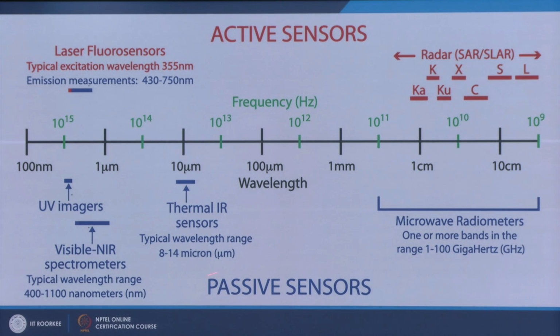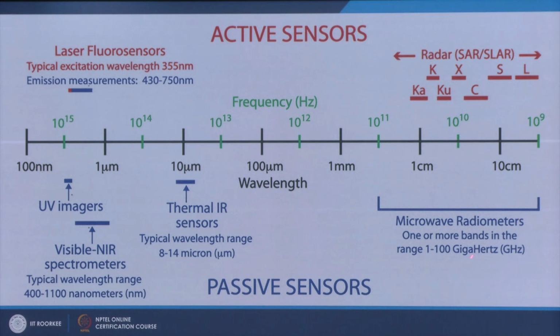Whereas in case of passive sensors, the most popular ones are visible near infrared spectrometers in this range, that means 0.4 micrometer to 1.1 micrometer, or 400 to 1100 nanometers.